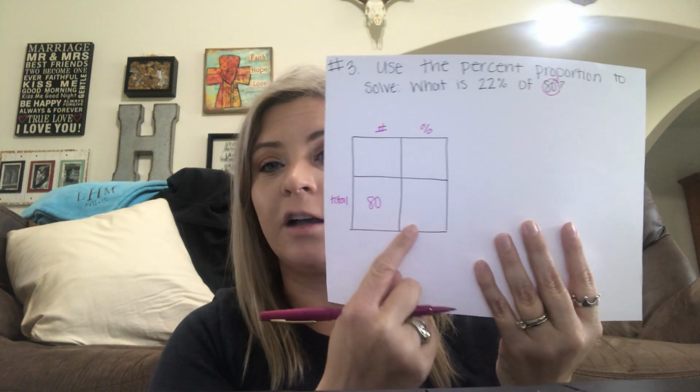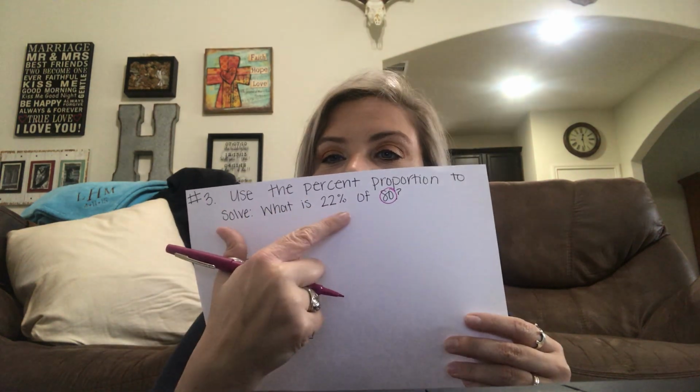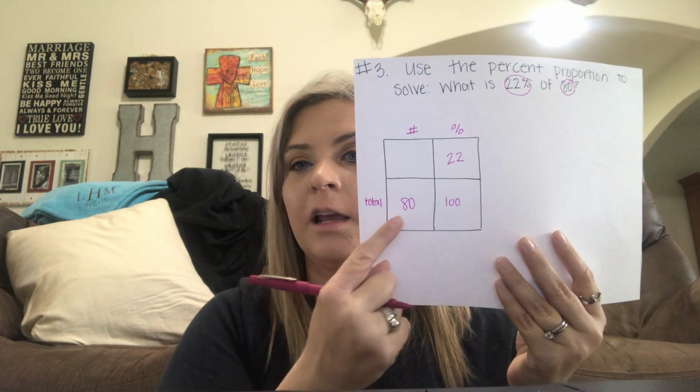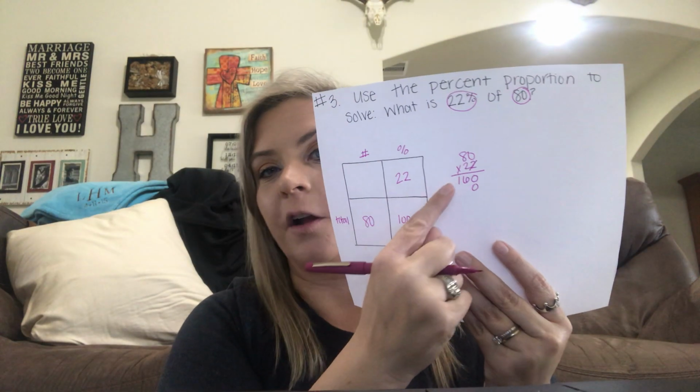Total percent, as I told y'all, is 100. 100 goes in that box. And then the top percent box, we're going to put 22. Now from here, again, to find this empty box, which is what we're looking for, is 80 times 22. 0 times 2 is 0. 2 times 8 is 16. Add a 0 because you're moving over one spot. Let me show y'all what I've done so far.